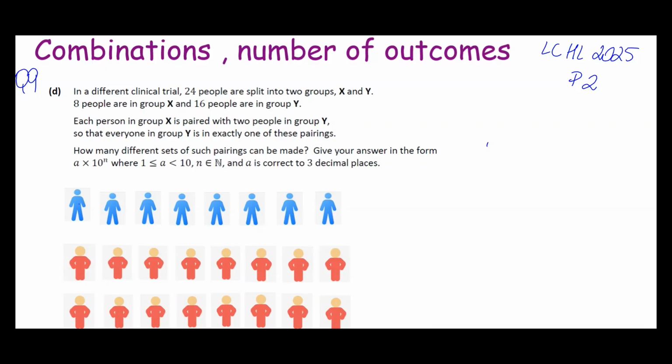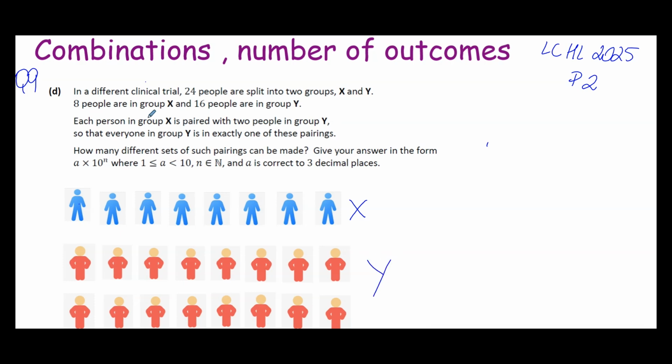So here again, let's look at the group of two groups of people and how many outcomes we're going to have. In a different clinical trial, 24 people are split into two groups, X and Y. We have the X group that has 8 people, and then 16 in group Y.